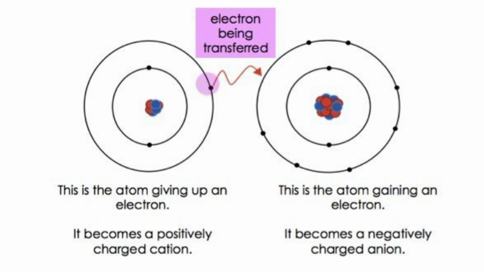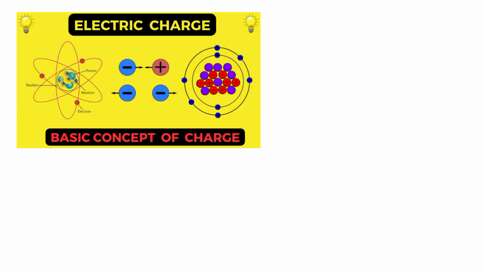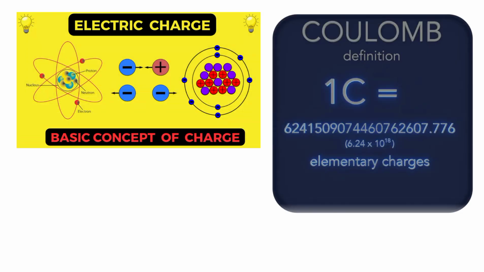So there are two types of atoms available. The first one, that is a positively charged atom. If an atom loses the electron, then it will become the positively charged atom. If an atom gains the electron, then it will become negatively charged atom. Okay, so these are the atoms. It's all about the electric charge, and the charge is having the unit, that is coulomb. So coulomb is the unit for the electric charge.